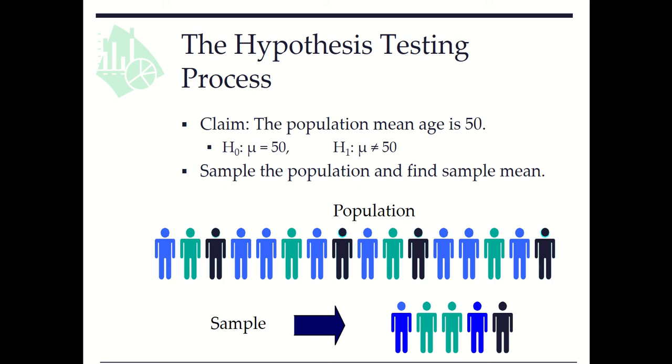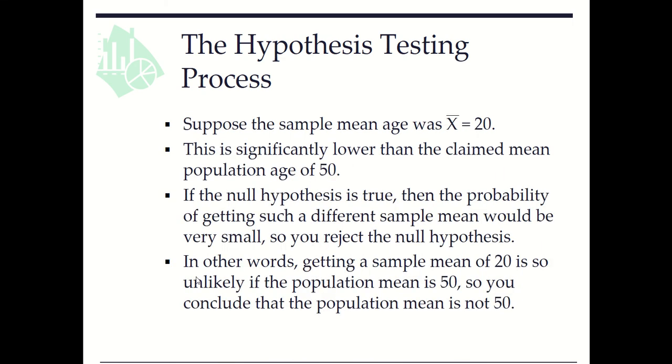We do sampling and find a sample with a sample mean. Suppose we have a population here, then we obtain a sample here. Suppose the sample mean age was 20. We can see this is much lower than the claimed mean age for the population of 50.